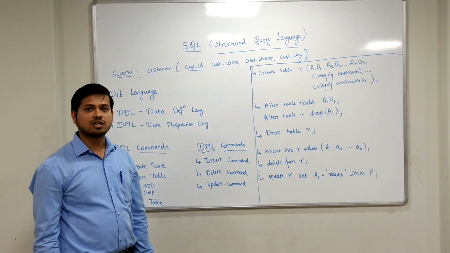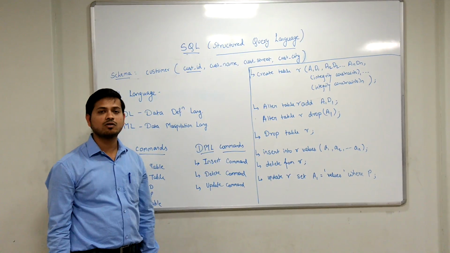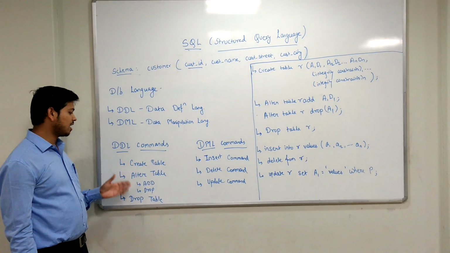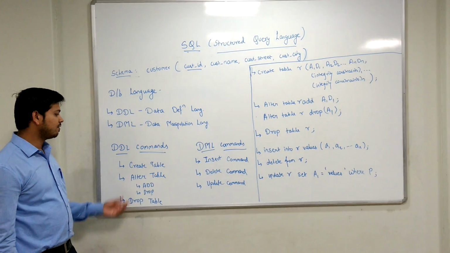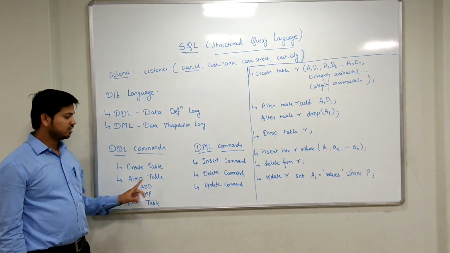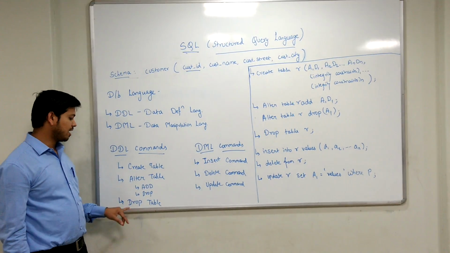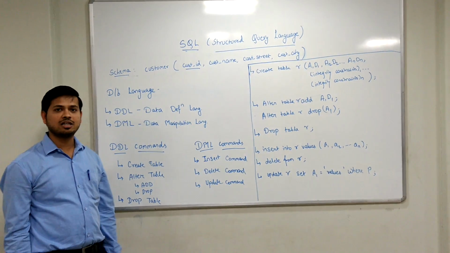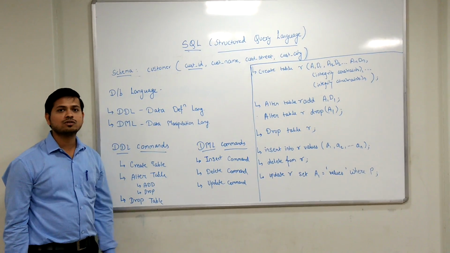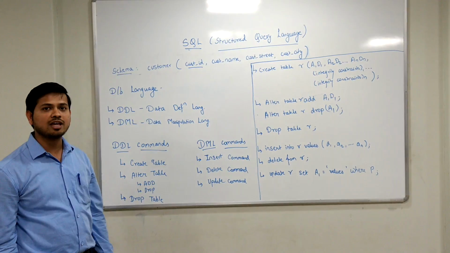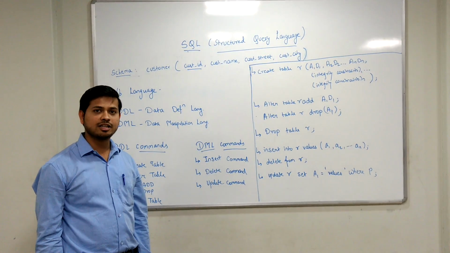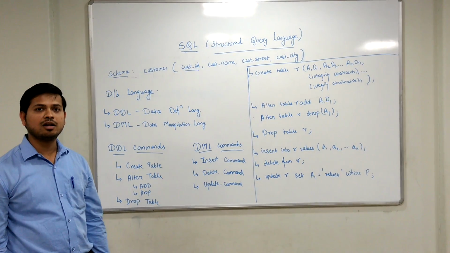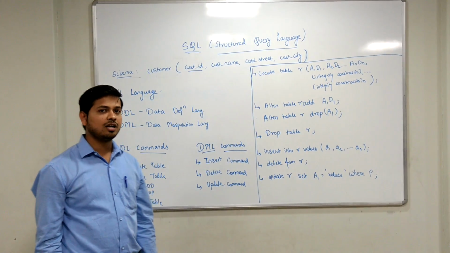To make the structure of the database, first of all, we are going to use the DDL commands. There are 3 commands for the DDL. The first one is the create table command, the second one is the alter table command, and the last one is the drop table command. Create table is for creating the relational database. Alter table is used for adding an attribute into the existing relation, and the last one is drop table, for deleting the table or deleting the structure of the database.